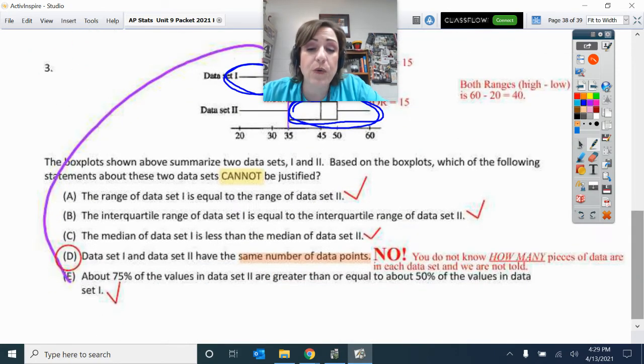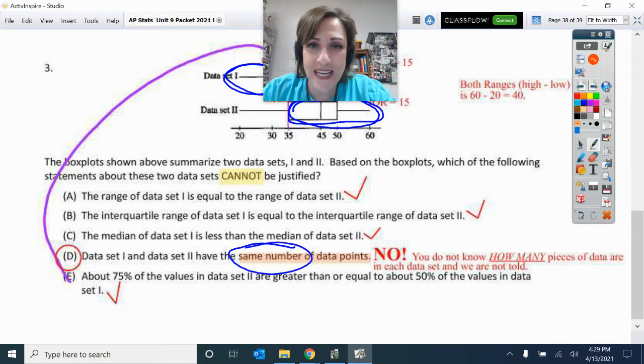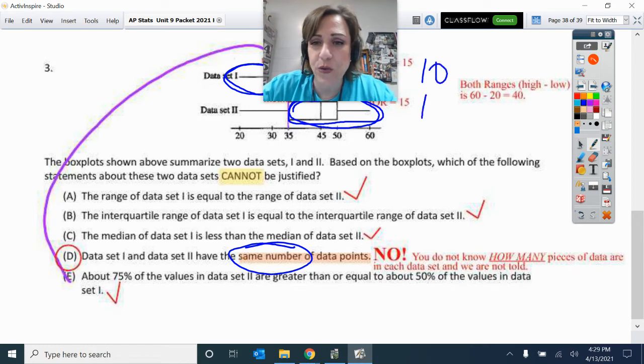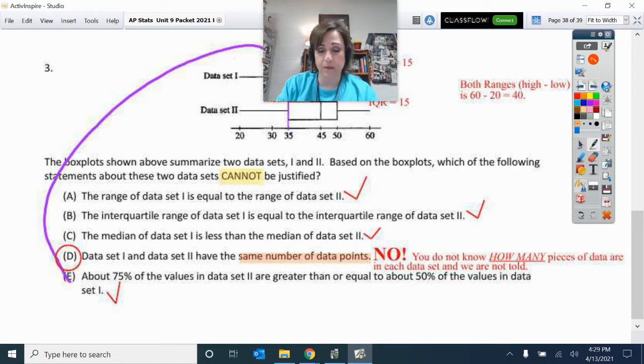So what's wrong with D? Because it's talking about the number of data points. We don't know how many. This one could have 10 items and this one could have 10,000. We don't know how many, so we can't compare the numbers.